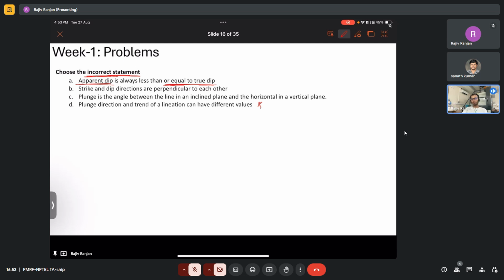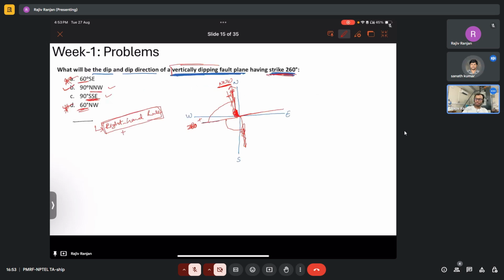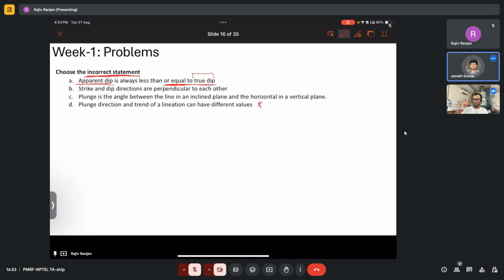It could be. Why? Because if it becomes 90 degrees, the apparent dip will become the true dip. The opposite is not true: true dip will never be greater than apparent dip. But apparent dip is less than or equal to true dip, so the equal word is used in that sense. That is how it works, so that is why it is correct.